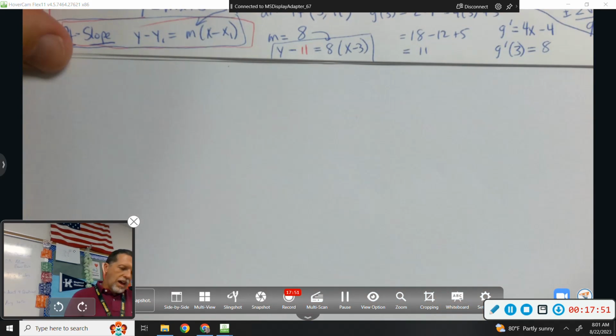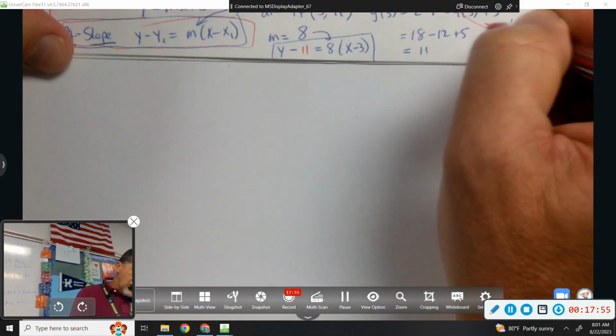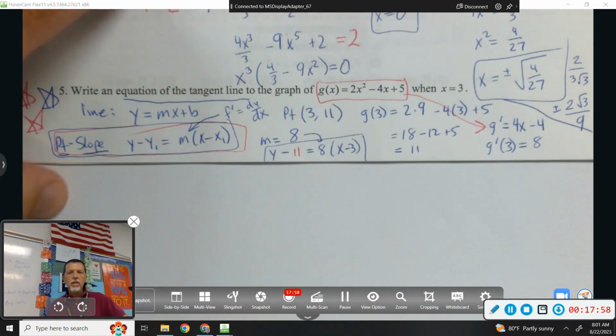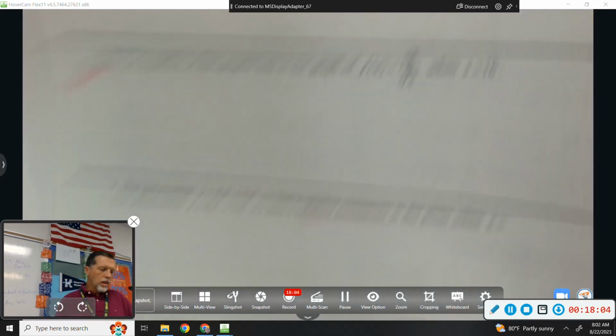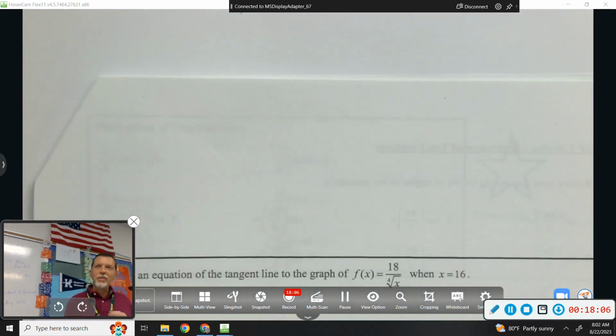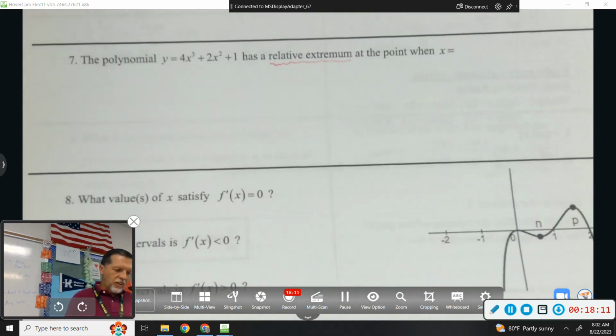Again, that was the derivative of 2x squared minus 4x. Oh, yeah, that definitely should have been printed at the top of the next page. We'll skip number 6 just because it's the same thing.